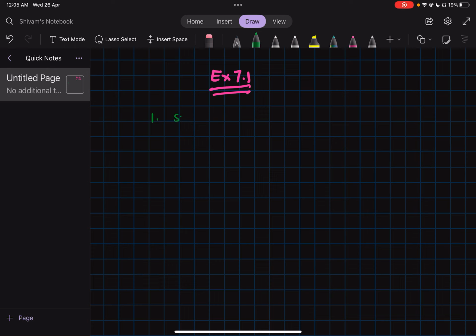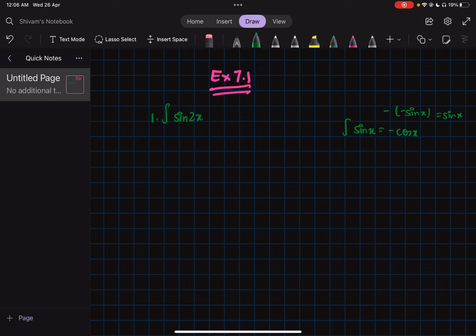It says sine 2x, right? So we know that the antiderivative of sine x is negative cosine of x. And normally you would add a plus c, but since I said we don't need to add a plus c, we're not going to add it here. Because when you differentiate negative cos x, you get this.